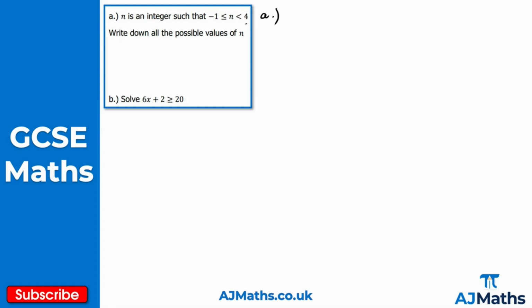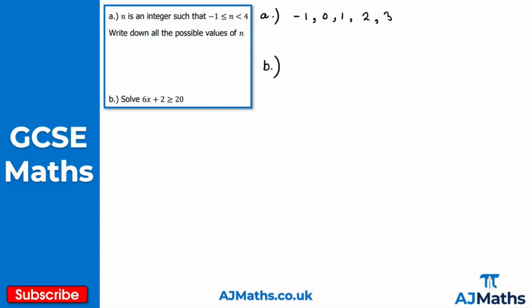So in terms of integers then, remember that's just whole numbers, n can be the following values, so it can be -1, if we include the -1. It would then be 0, 1, 2, and 3. Okay, remember we don't include the 4 here, this is a strict inequality. We don't include the 4, and that gives us the solution there to A. That's part A done. We move on to B now.